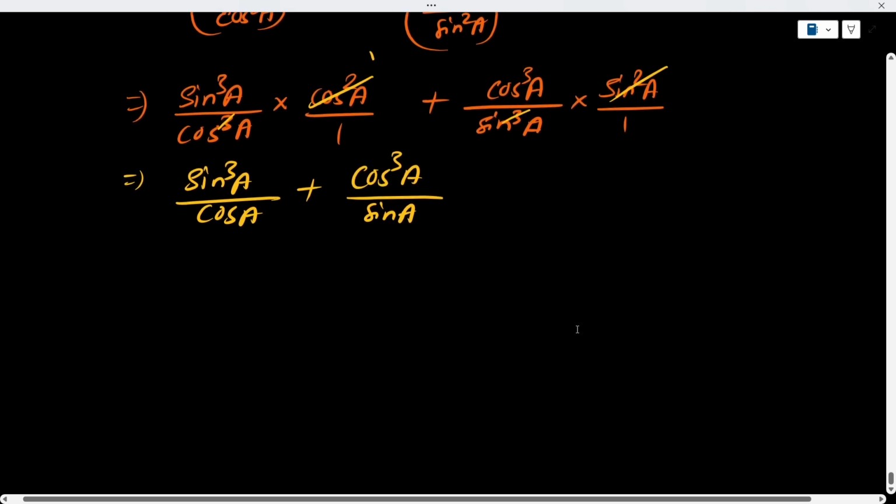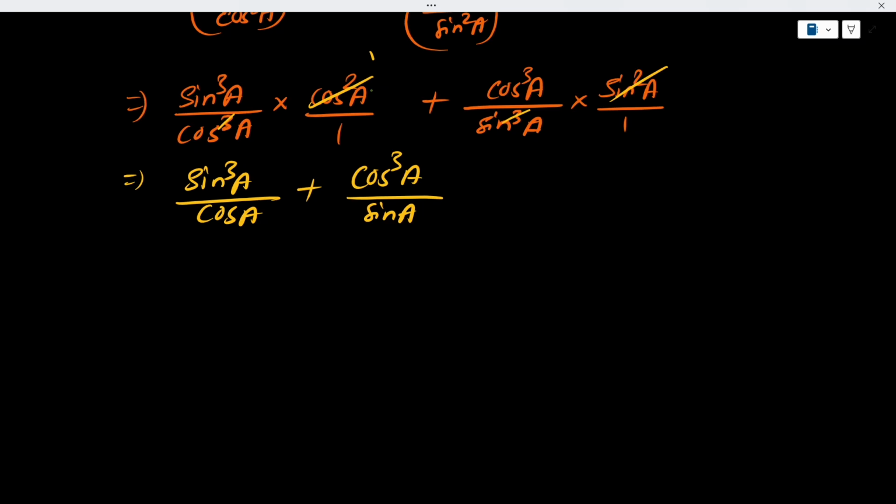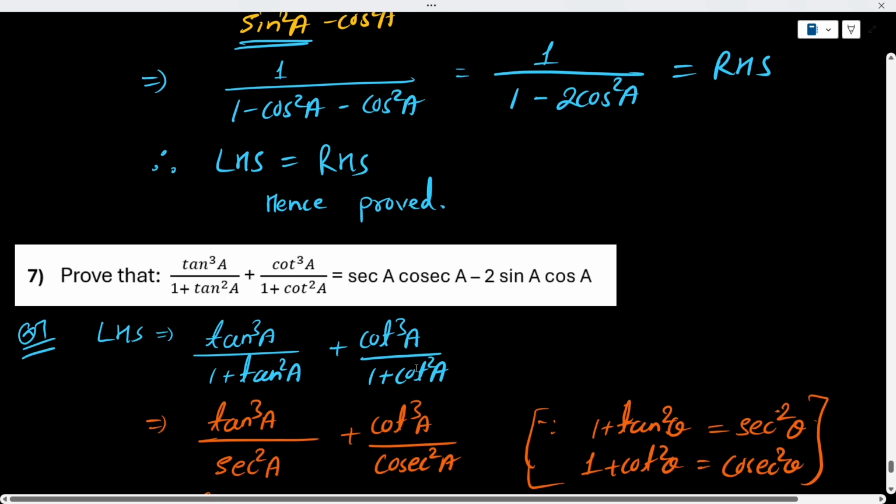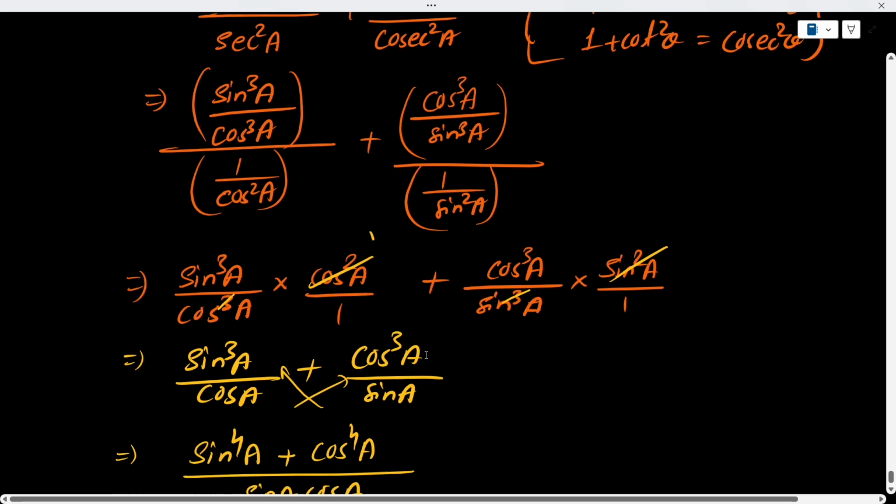So first thing, what do I need to do here? I have to get the common denominator. How will I get the common denominator? I can do cross multiplication. So this one will become sine to the power 4 A, because sine cube A into sine A is sine to the power 4 A, plus cos A into cos cube A is cos to the power 4 A, all by sin A cos A. Now to get the right hand side part, let us see what we are going to get.